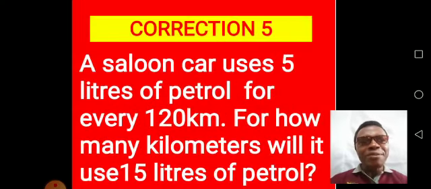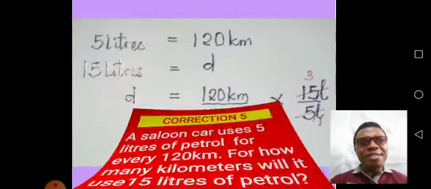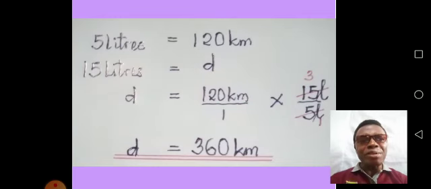Number 5. A saloon car uses 5 liters of petrol for every 120 kilometers. For how many kilometers will it use 15 liters of petrol? All right, so for 5 liters, we are making use of 120 kilometers. So 5 liters equals 120 kilometers. Then 15 liters will use an unknown distance d.